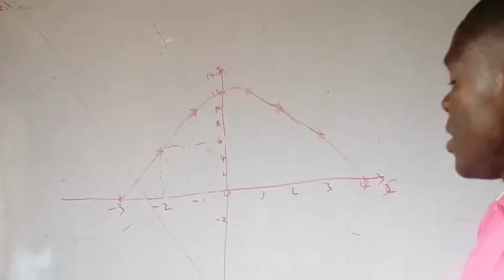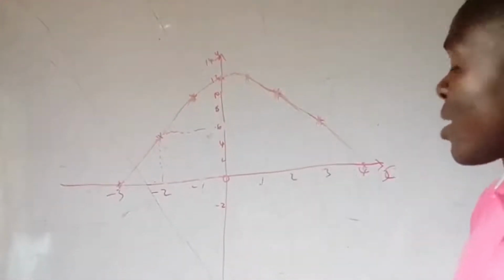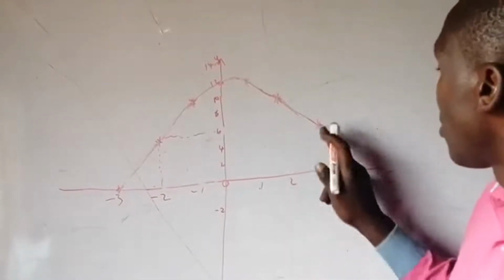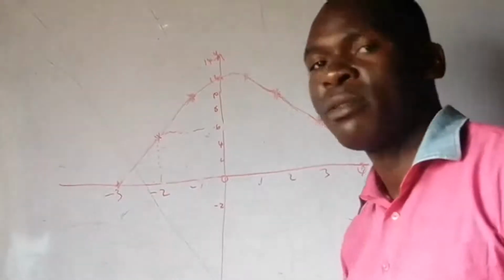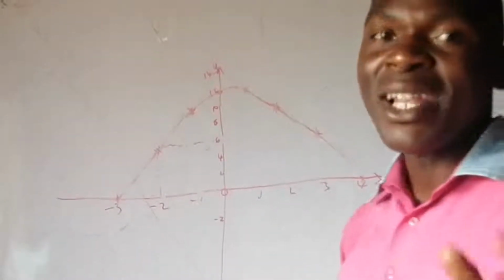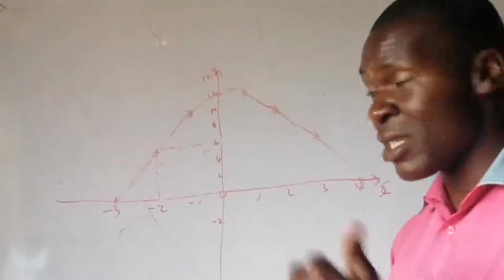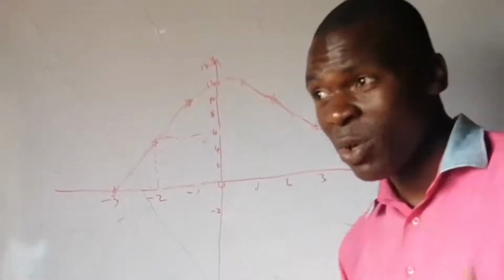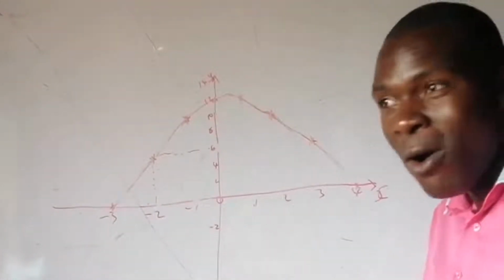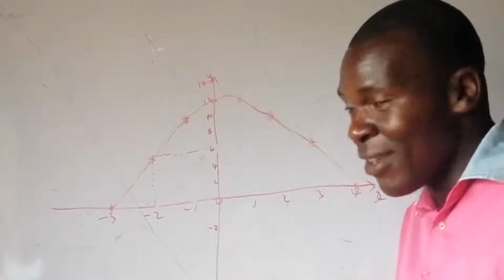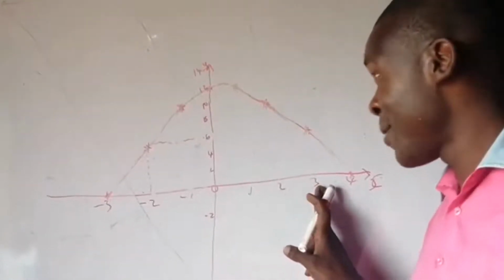Find the gradient of the curve when x is equal to 3. The gradient, to remind you from the first lesson, is the slope of the line. So in this case, the gradient is the slope of the curve. So the question is saying, find the slope of the curve when x is equal to 3.